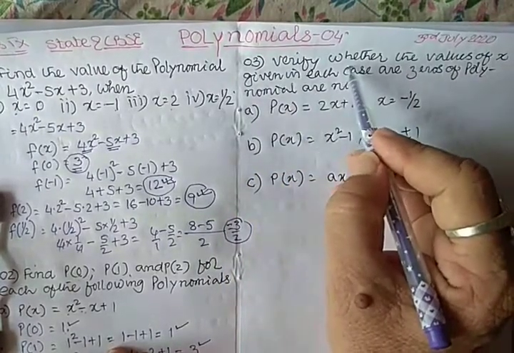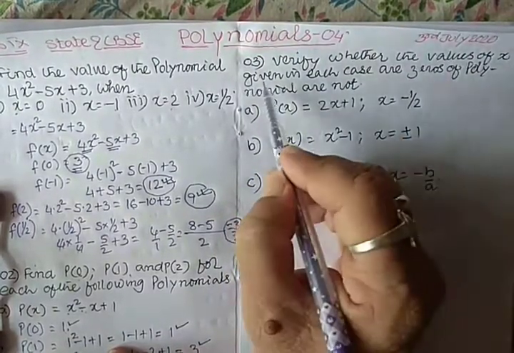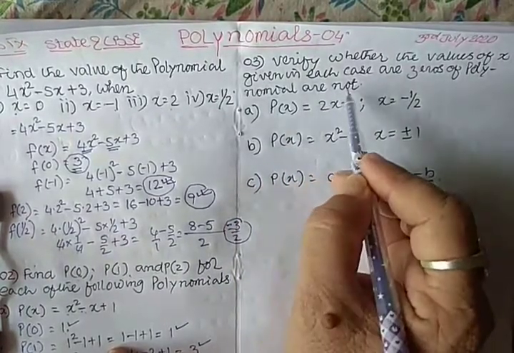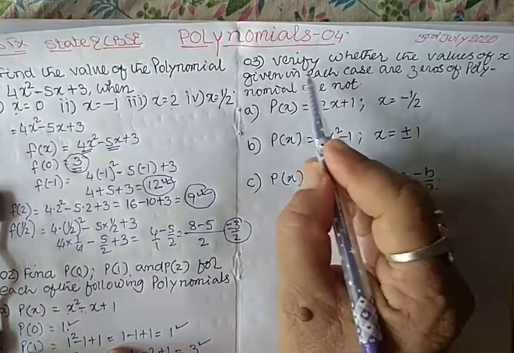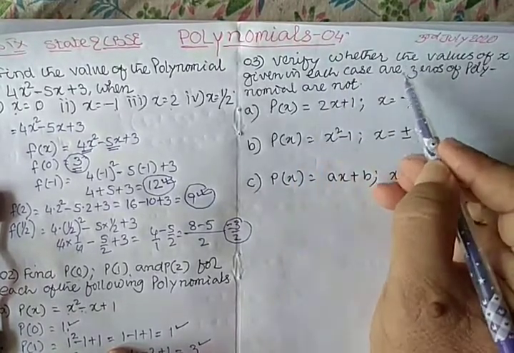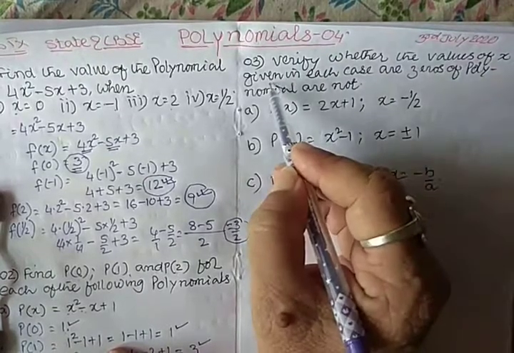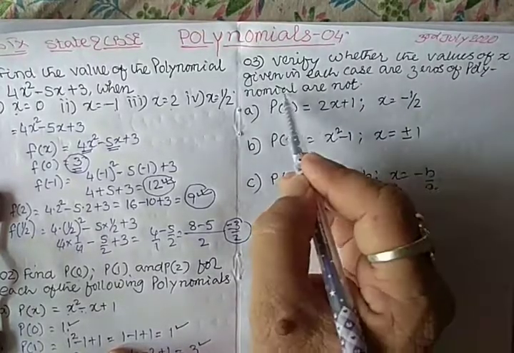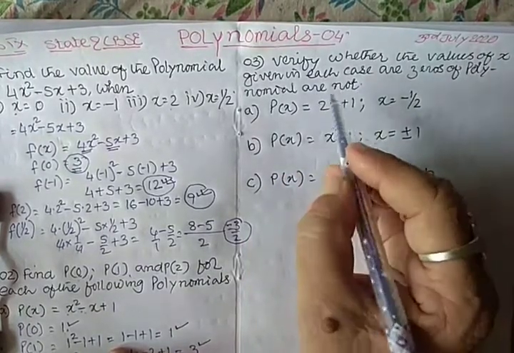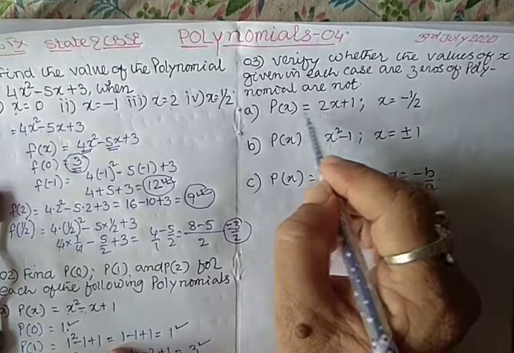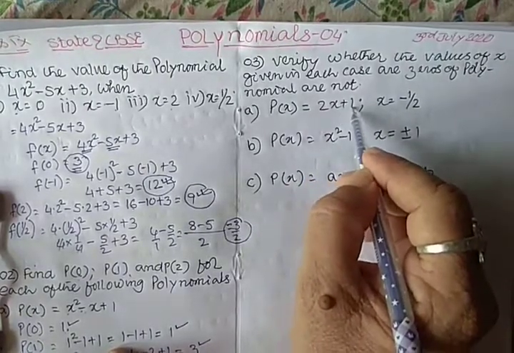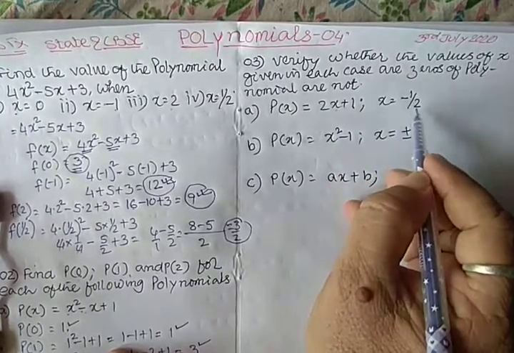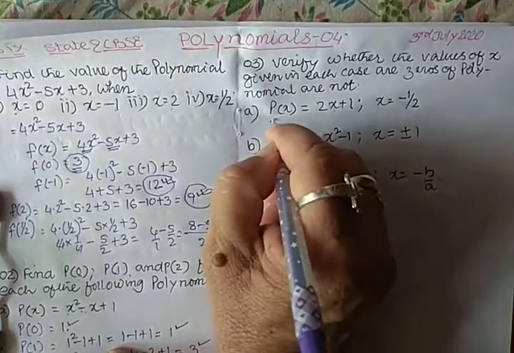Verify whether the values of x given in each case are zeros of the polynomial or not. So what is the first polynomial? P(x) is equal to 2x plus 1. So here what value do we need to take? Minus 1 by 2.